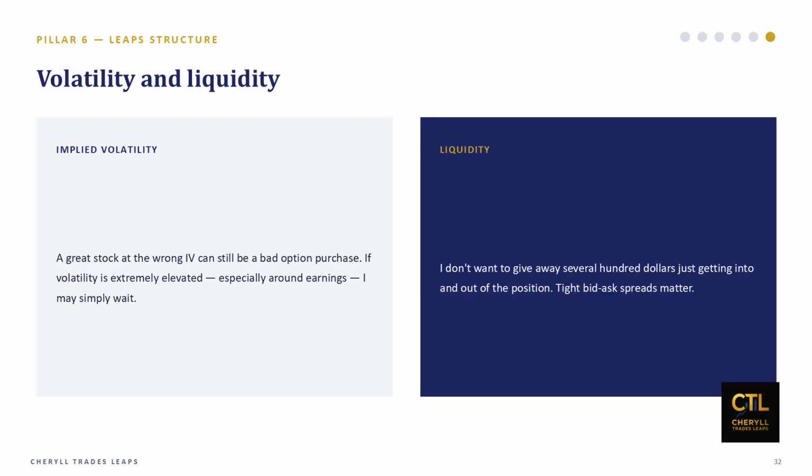Third, implied volatility. A great stock at the wrong implied volatility can still be a bad option purchase. If volatility is extremely elevated, I may wait, especially around earnings. Fourth, the bid-ask spread and liquidity. I don't want to give away several $100s just getting into and out of the position.